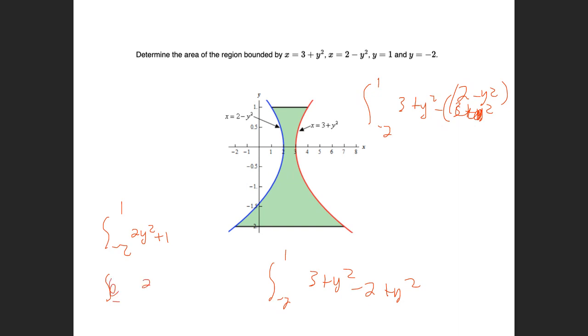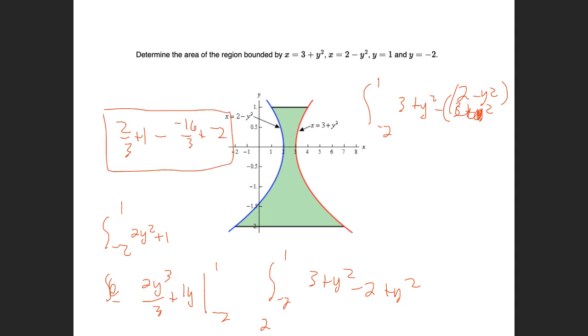So this would be 2y to the third over 3 plus 1y, and that would be on the integral from -2 to 1. And then you would just plug your number in. Okay, I suppose we can finish this one. So if I plug my number in there, what is that? 2/3 plus 1 minus, and then I put -2 in here. So that's going to be -8. -8 times 2 is -16 over 3. So -16 over 3 plus -2. And if you work this out, you should get the area in between those two curves.